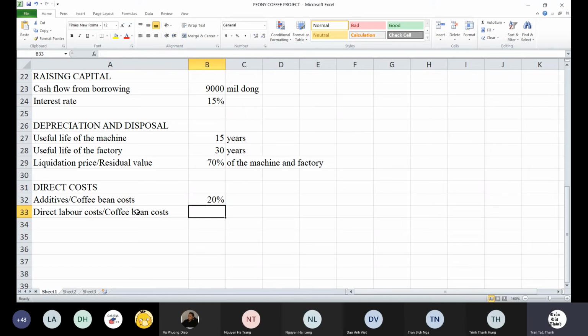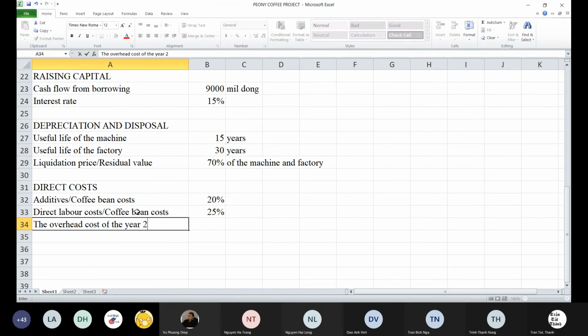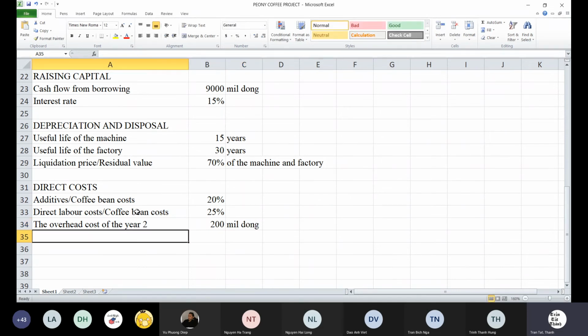It's going to be 25%. Okay. And finally, the overhead costs of the year 2 is gonna be $200 million. Okay, finally, the growth rate of the overhead costs. Overhead costs is gonna be 4%. Okay, so finish that one, direct costs.